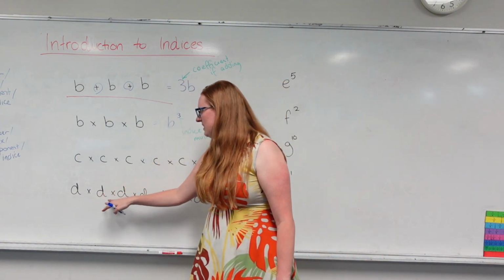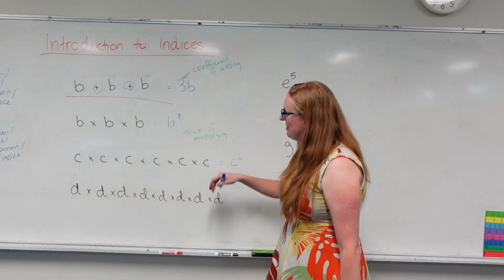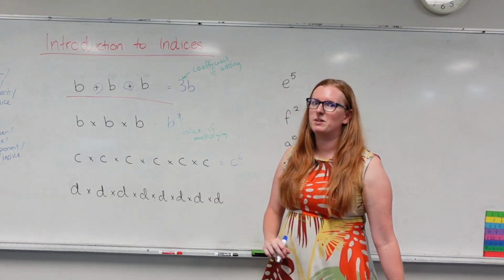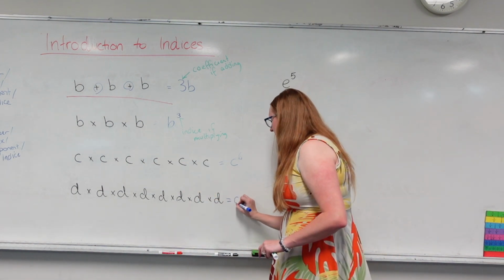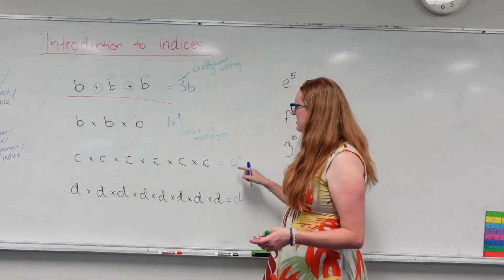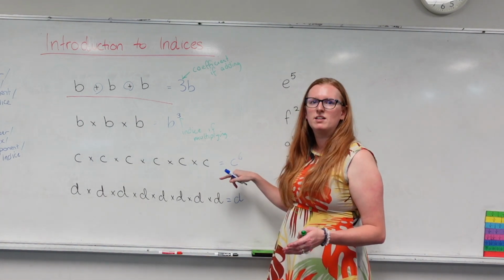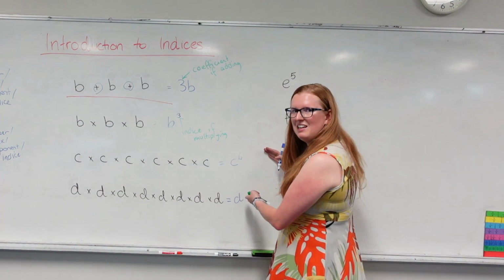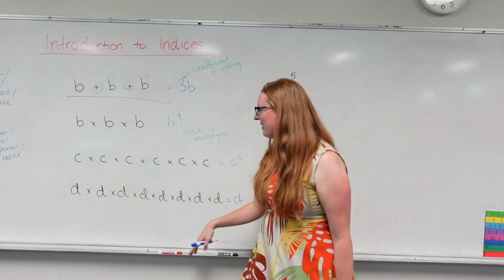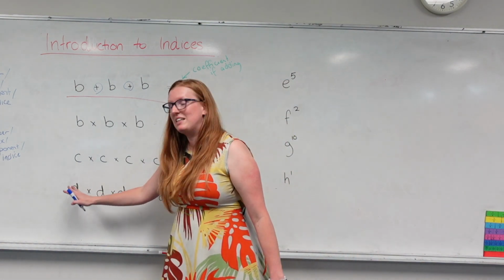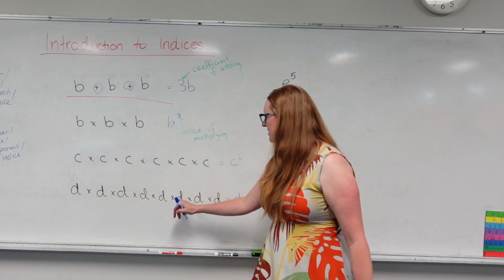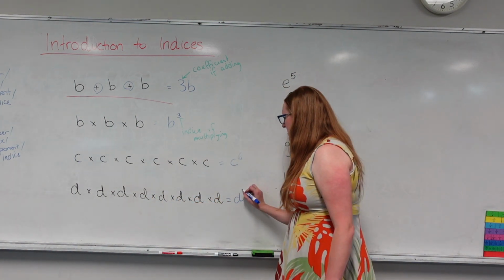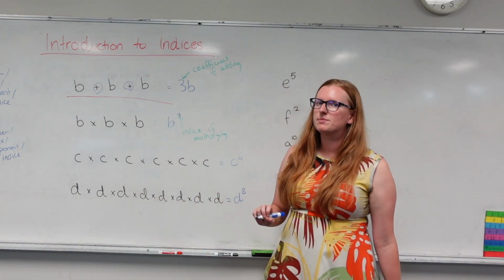And now I've got d times d times d times d times d times d times d times d. Faster way to write it? Let's do it in index form, and that's what it's called. This is called index form, because the form is index style. Okay, so now I'm going to be counting how many d's I've got. 1, 2, 3, 4, 5, 6, 7, 8. So this is d to the power of 8.